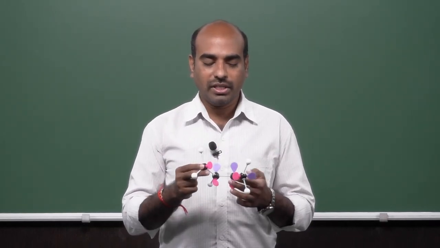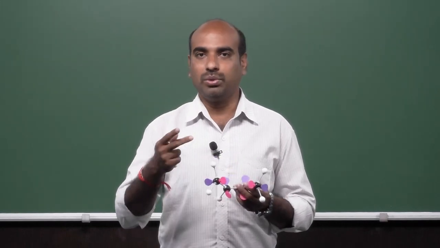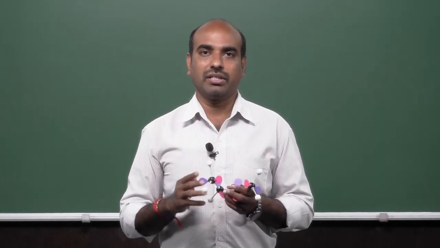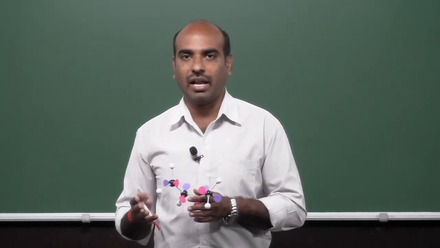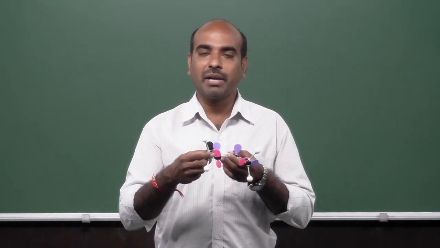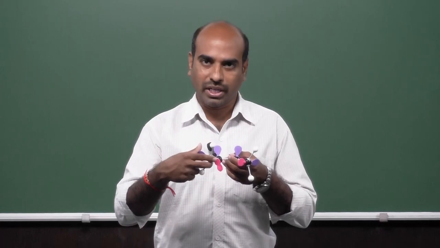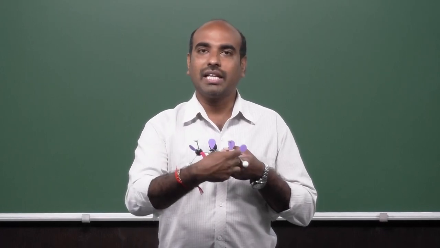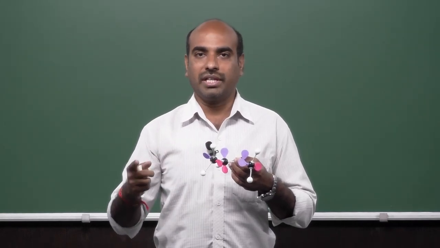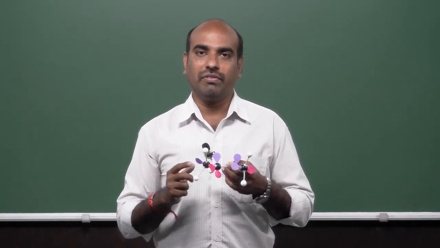These rotations are of two types. One is same side rotation, that means at either end of the termini, we rotate in the same direction, either clockwise or anticlockwise. We call it the con mode of rotation or conrotatory process. And if one terminus is rotated clockwise and the other is rotated anticlockwise, we call it the disrotatory process or dis mode of rotation.